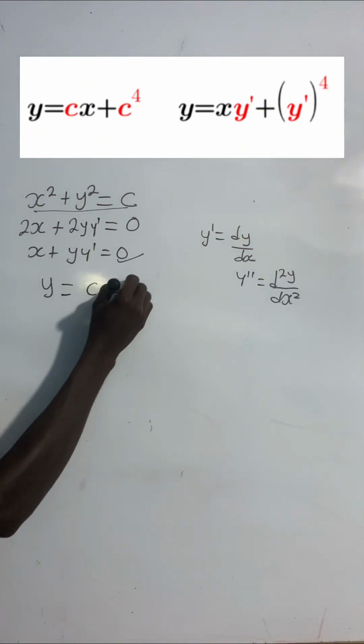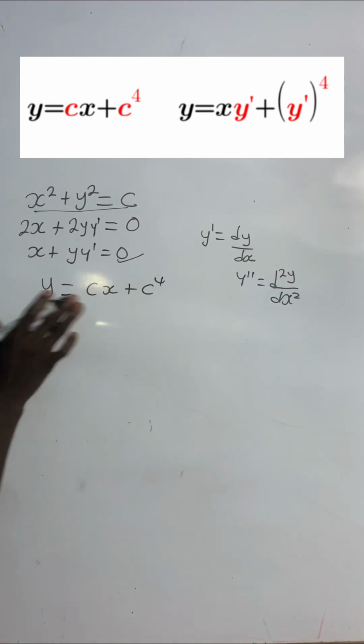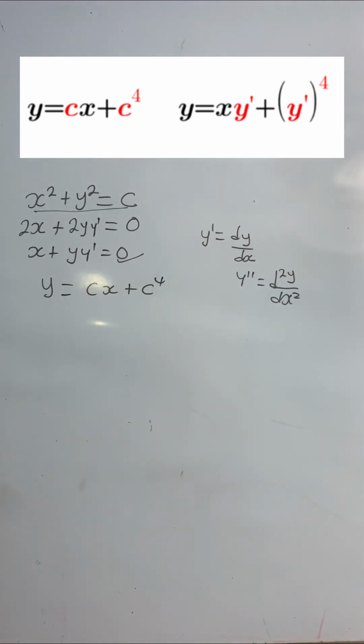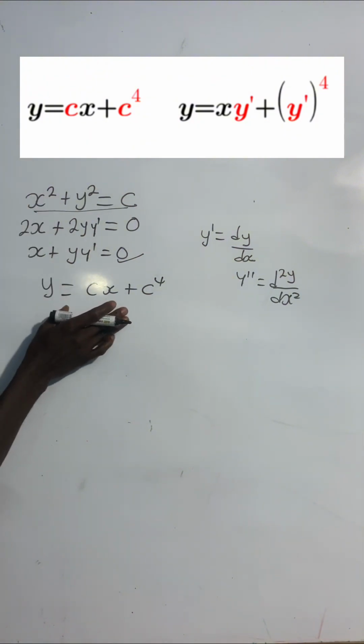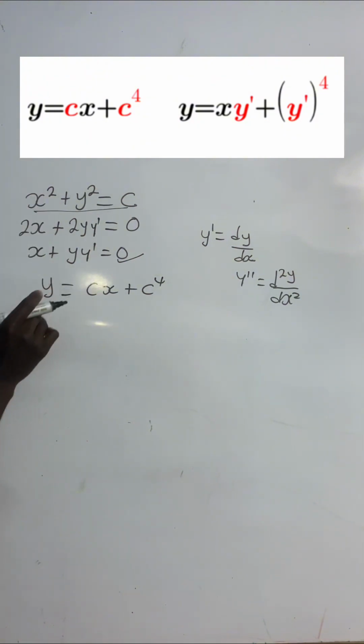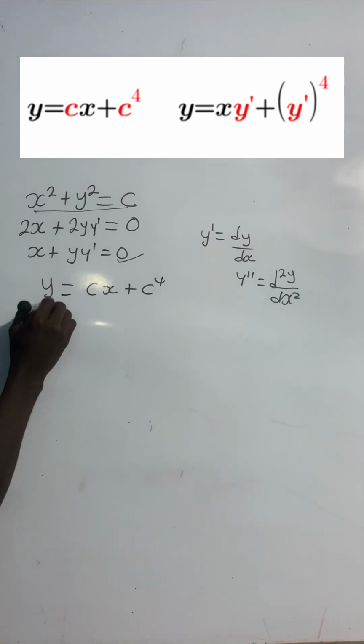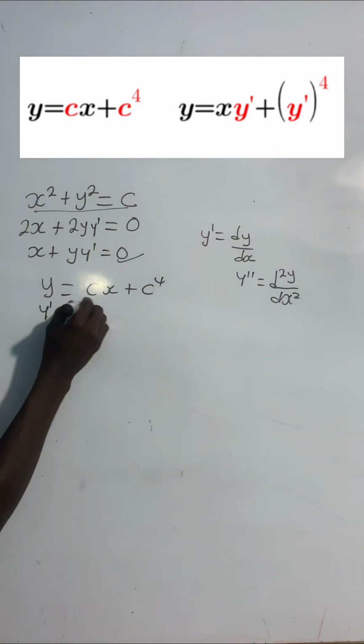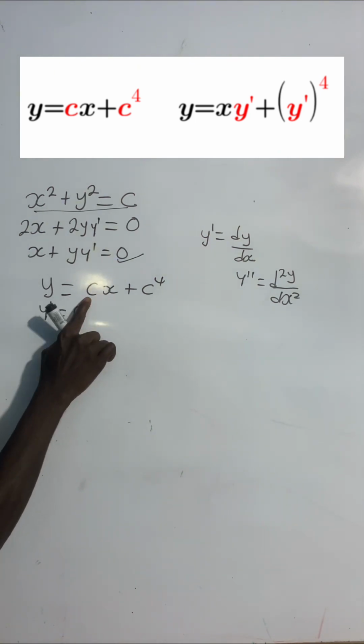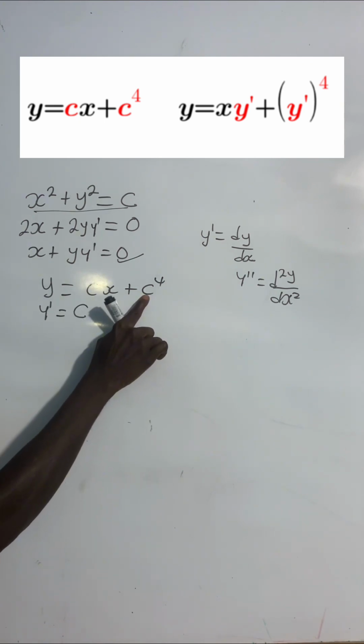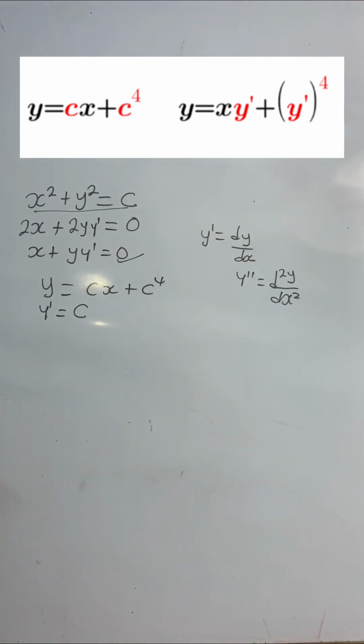Now let's take another example. We are to show that y equals cx plus c to the power 4 is a solution to the differential equation y equals x y prime plus y prime all to the power 4. Now, we do simple differentiation. So here we take y prime equals c, because if we differentiate cx, we get c. And if we differentiate c to the power 4, since c is a constant, we get 0. So we have y prime equals c.